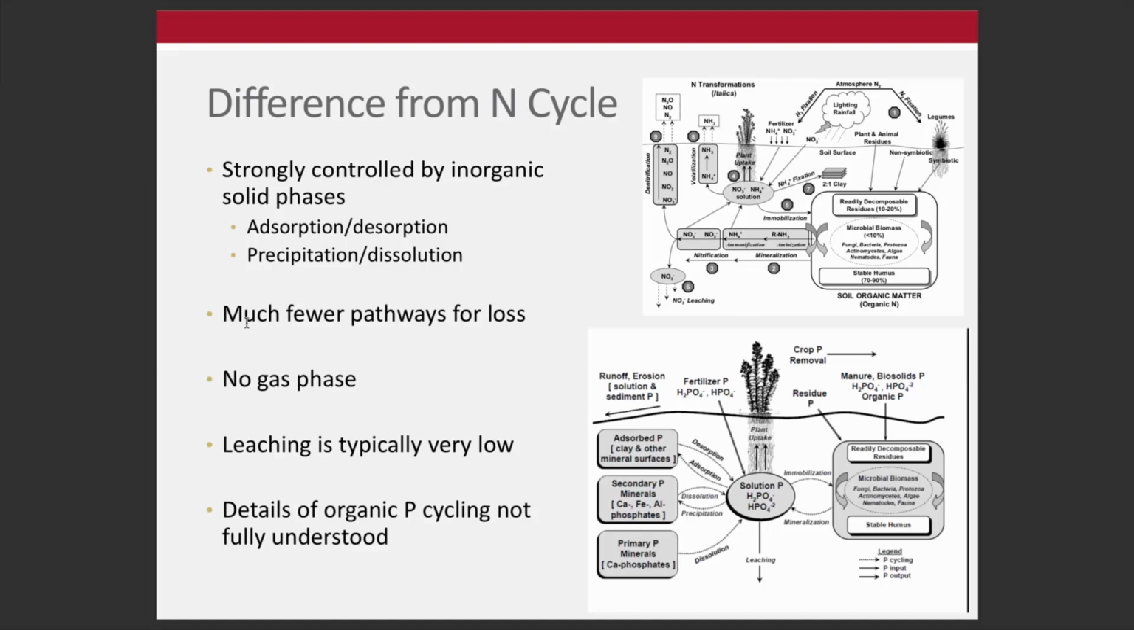We'll see that phosphorus has much fewer pathways for loss. For nitrogen we had leaching, denitrification, volatilization, and here there's also erosion, which didn't even make its way to the chart. Here we just really have erosion and then a small amount of leaching that's possible. There's no gaseous phase in phosphorus, unlike nitrogen. Leaching rates are typically very low for phosphorus compared to nitrogen.